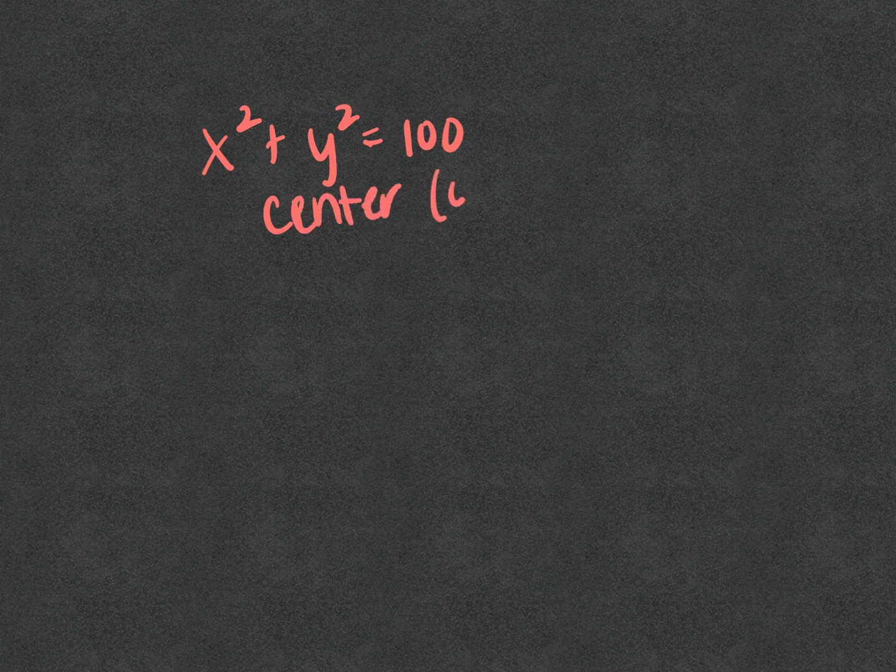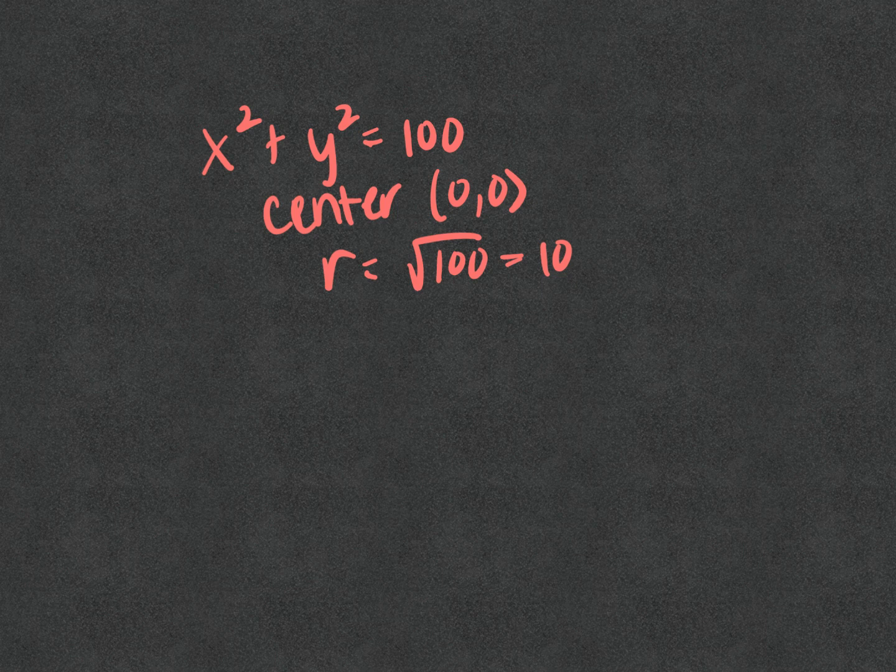So let's say we have x squared plus y squared equals 100. This means we have a circle, and the center is at 0, 0, and the radius is the square root of 100, which is 10. A lot of students want to skip writing the square root of 100, but remember that this value right here is r squared.